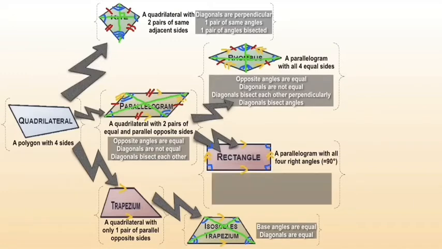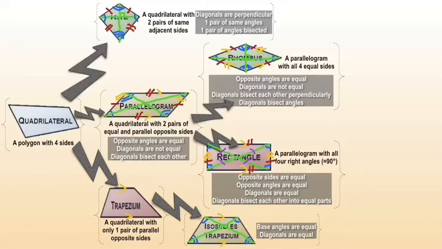The property of a rectangle is that its opposite sides are equal, so this side and this side will be equal in length, and these two will be equal, and their diagonals are equal as well. These two diagonals are equal and they also bisect each other into equal parts, which means that the diagonals are going to bisect each other into the same length.